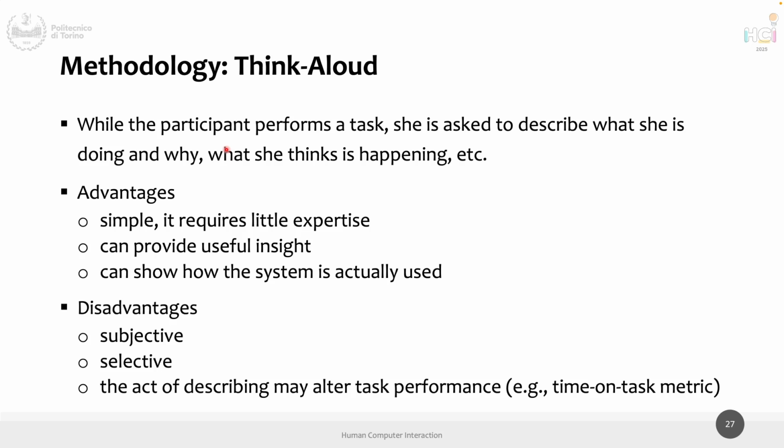So while the participant performs a task, she is also asked to describe what she's doing and why, what she thinks is happening, etc. So it will be something like this. I'm going now to click the button that says this because I think that to complete the task I need to go in this section, and then once I am in the section I'm going to scroll down and I'm going to read here, and reading here I can notice that there is a link, and then I'm clicking on the link, etc.